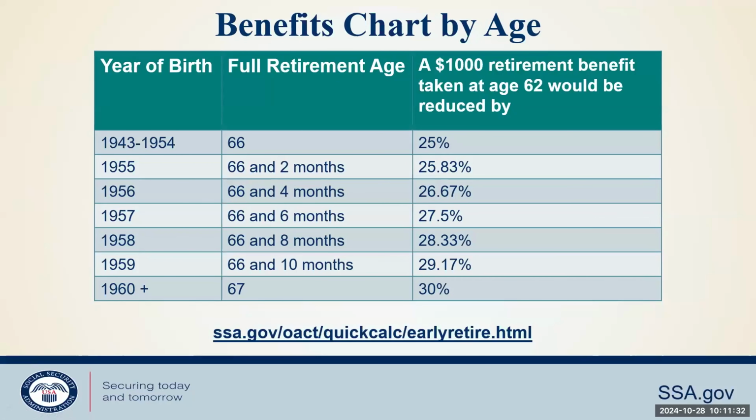So if you were born between 43 and 54, you're going to be 66 as your full retirement age. Anybody born between 55 and 59, you can see there on the chart that it's staggered: 66 and 2 months, 4 months, and so on. Now, anybody else born 1960 or later, that full retirement age is 67. And again, you can receive this as early as 62. If you do that, you do take a reduction because you're receiving it that much sooner, so anywhere from a 25% to a 30% reduction.